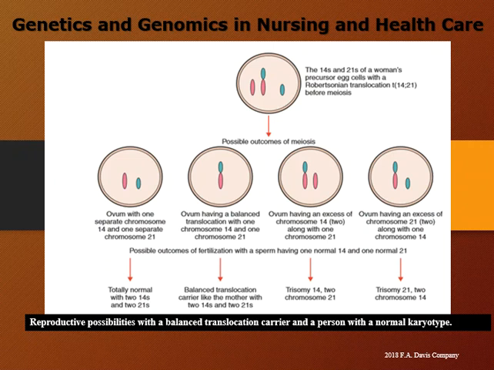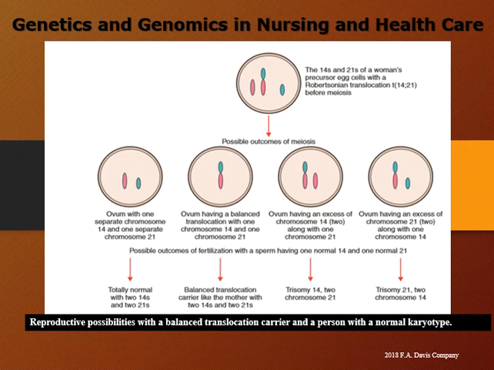Now, another possible outcome of meiosis of this woman with a balanced translocation would be that she would have an ovum having a balanced translocation with one chromosome 14 and one chromosome 21. So then when that's fertilized with a sperm having a normal 14 and a normal 21, that becomes a balanced translocation carrier like the mother, with two 14s and two 21s.